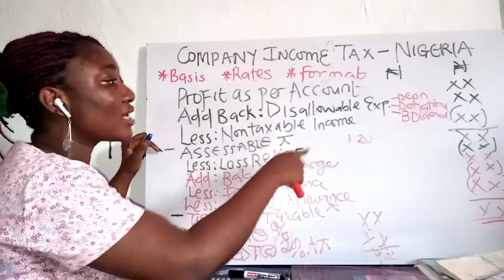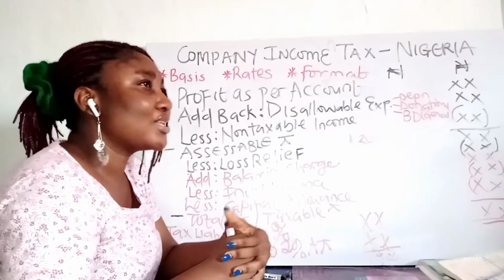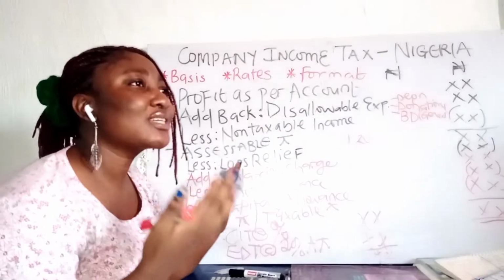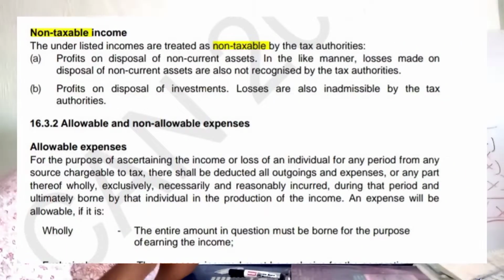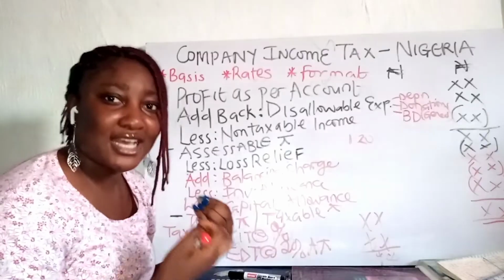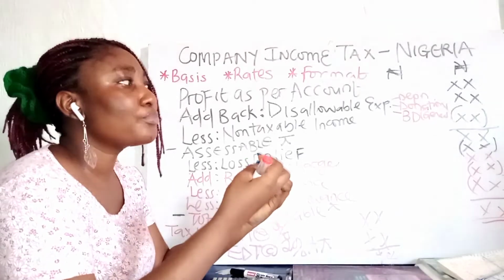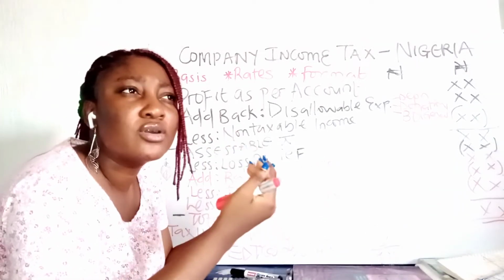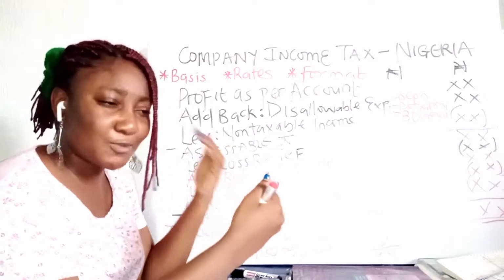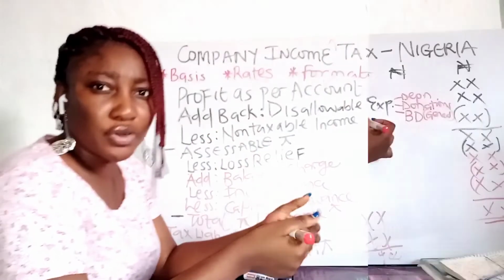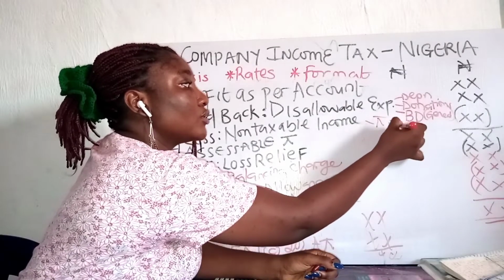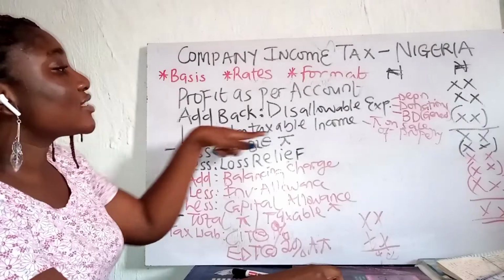So you're to less non-taxable income. There are some incomes that are not taxable. An example of non-taxable income is profit you generate from selling an asset. When you have that kind of profit, it's not in your normal course of business, right? There's always an explanation for every format or every rule. An example is profit on sale of property, less non-taxable income.